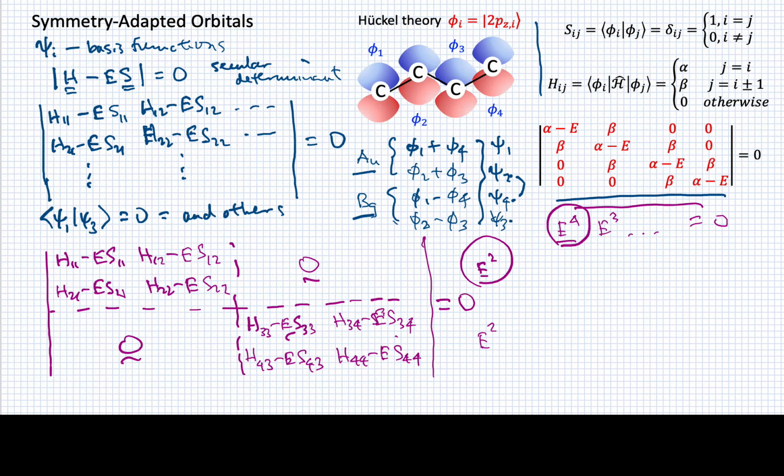But the whole point of this exercise is to say that when we can use symmetry, we can greatly simplify the secular determinant and cause it to be block diagonal, and each block can be solved individually and separately from all of the others in order to get the results for the system.